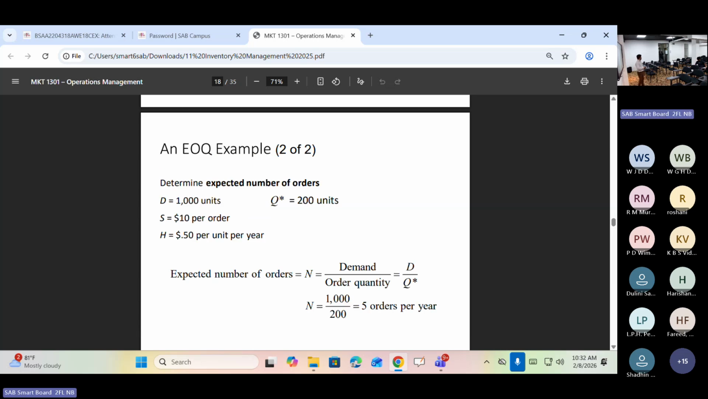You can also calculate other information. If you are provided, say for example, how many orders would be required to fulfill the total annual requirement: we know annual demand is 1,000 and EOQ is 200. How many orders per year? 1,000 divided by 200, that is 5 orders.